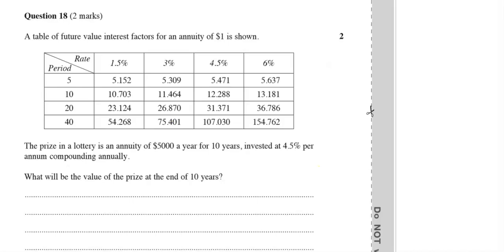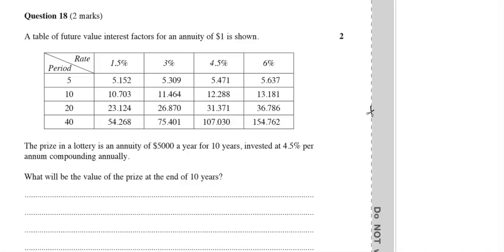Question 18. A table of future value interest factors for an annuity of $1 is shown. The prize in a lottery is an annuity of $5,000 a year for 10 years, invested at 4.5% per annum, compounding annually. What will be the value of the prize at the end of 10 years? Pause here to try yourself.